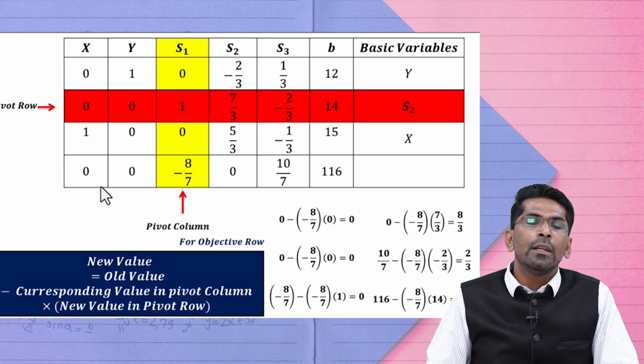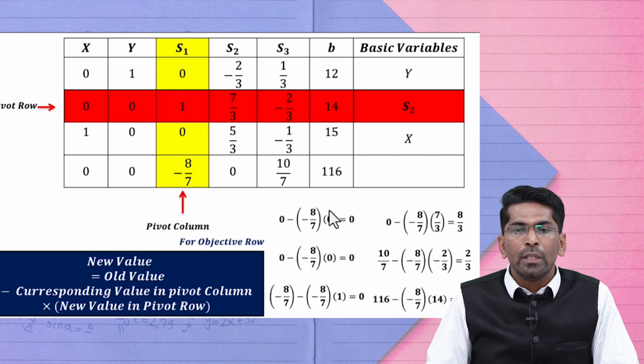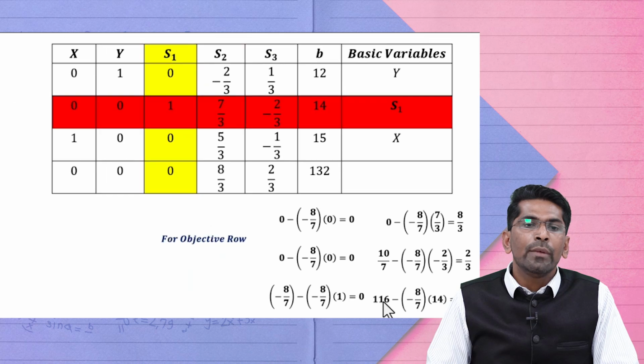So now we are going to replace the old elements with the new calculated values. So here it will become 0, 0, 0, 8 by 3, 2 by 3 and 132.